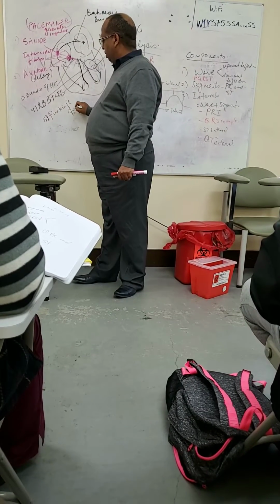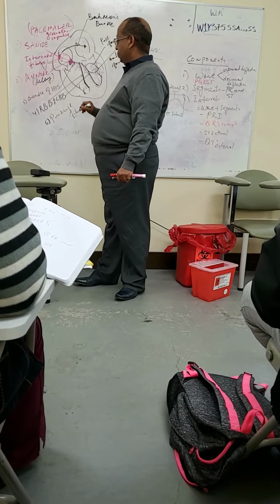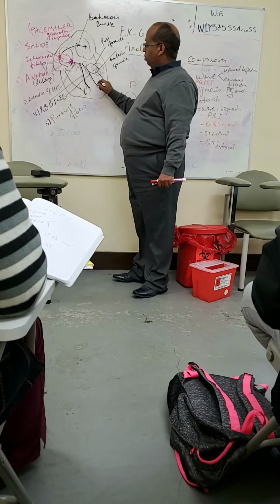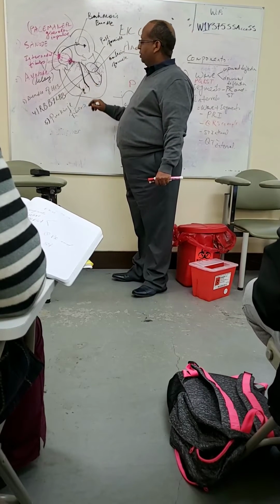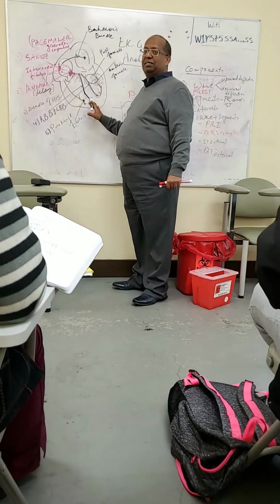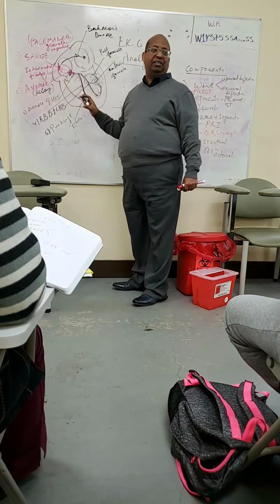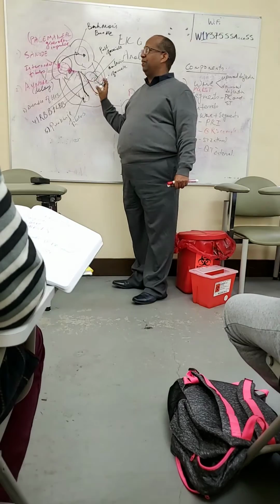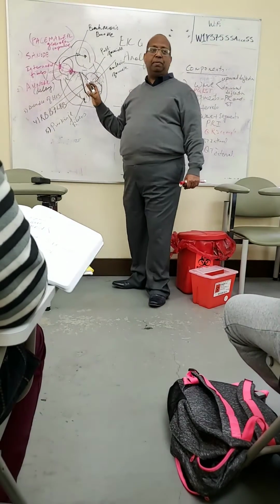Purkinje fibers. Can you see, the small fibers, these ones. These small fibers give the impulse to the whole of the ventricles. So the ventricles will receive the impulse.